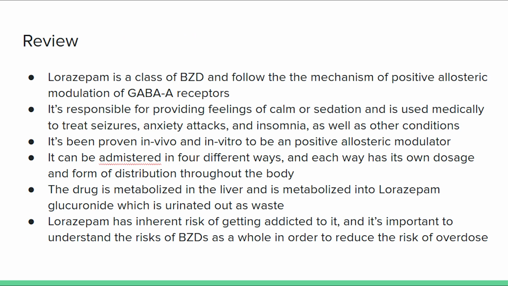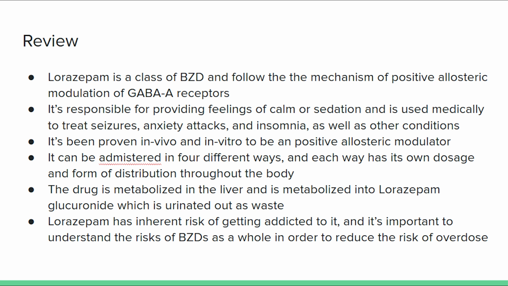Okay, and finally, before I end, I just want to give a short recap of what we learned. Lorazepam is a class of BZDs, and it follows the mechanism of positive allosteric modulation of GABA A receptors in GABAergic cells. It's responsible for providing feelings of calm or sedation, and it's used medically to treat seizures, anxiety attacks, and insomnia, as well as other conditions. And it's been proven in vivo and in vitro to be an effective positive allosteric modulator.